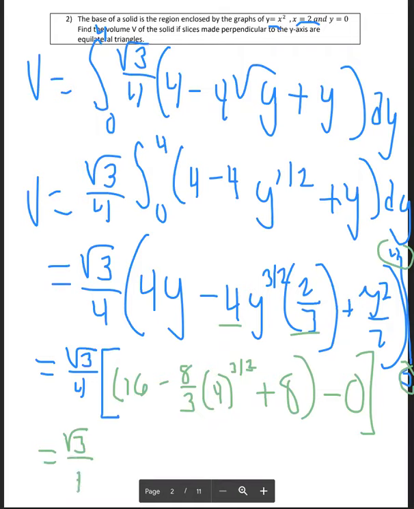So radical 3 over 4. I'm going to combine these two right now. That's 24, so 8 over 3.